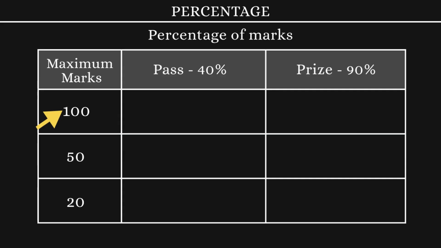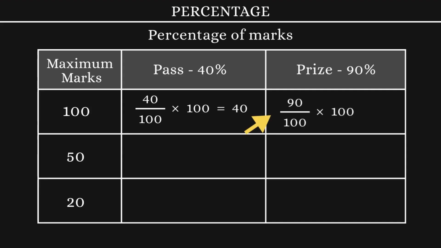Since the pass percentage is 40, 40 by 100 into 100 will give the same 40 marks, and 90 by 100 into 100 will give 90 marks. So 40 out of 100 will give you a pass and 90 out of 100 will give you a prize. Let's calculate for 50 marks.